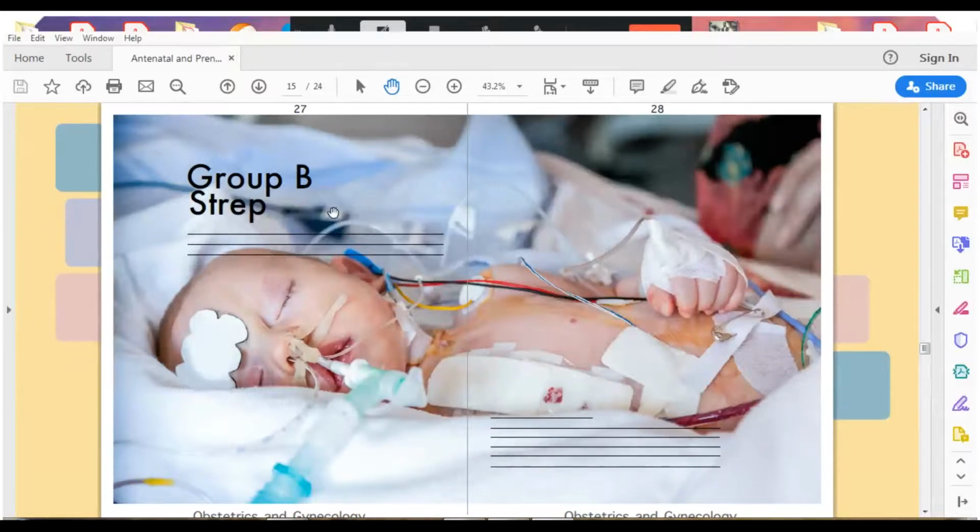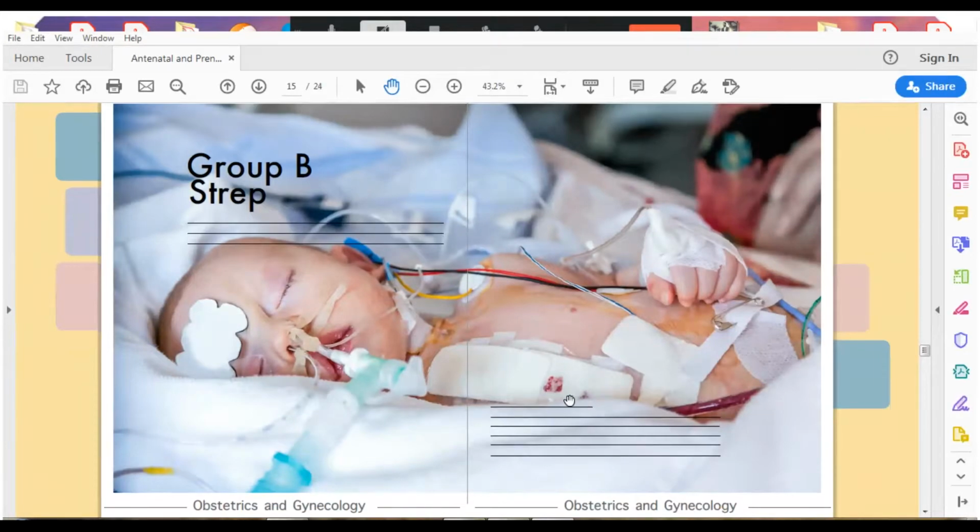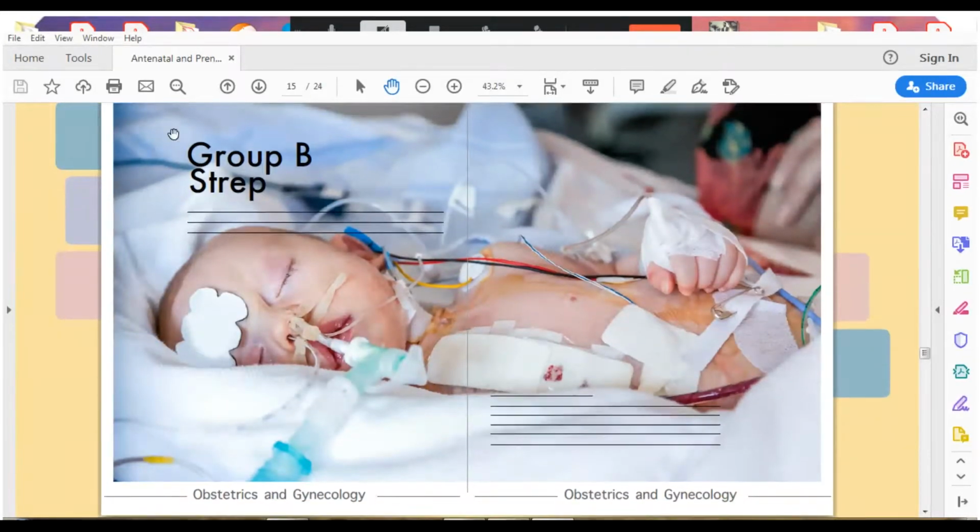Because if the fetus, why do I keep calling him kid? If the fetus passes through the vagina that is infected with group B strep, he might suffer from meningitis and pneumonia. And it's very sad. It's something that can be easily prevented. So give antibiotics and test for group B strep.